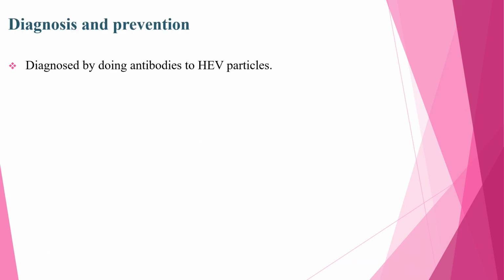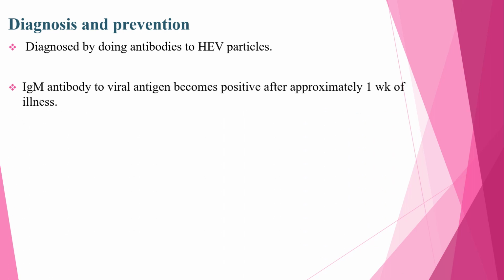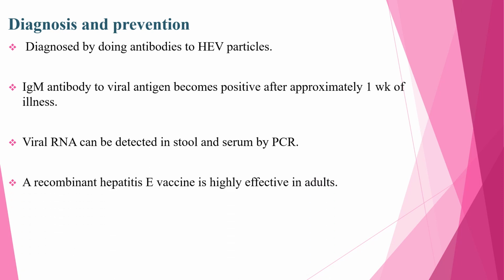Regarding diagnosis and the prevention, hepatitis E virus is diagnosed by doing antibody to hepatitis E virus particles, and IgM antibody to viral antigen becomes positive after 1 week of illness, and viral RNA can be detected in stool and the serum by PCR. A recombinant hepatitis E vaccine is highly effective in adults, but it's not used for children. This is all what I have regarding viral hepatitis.